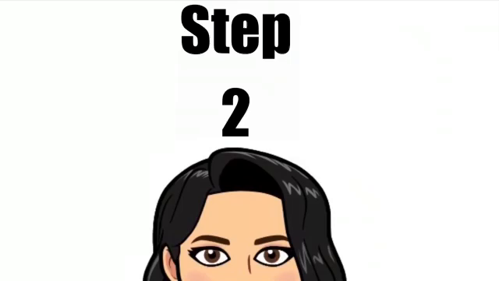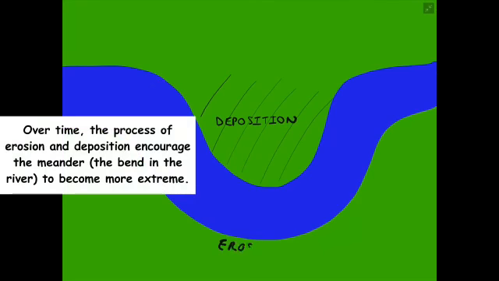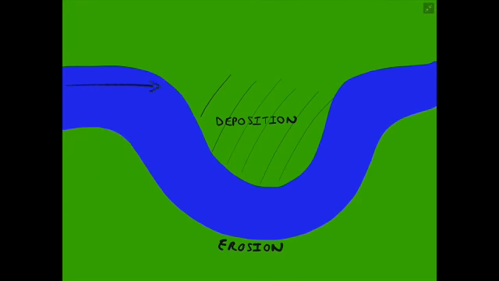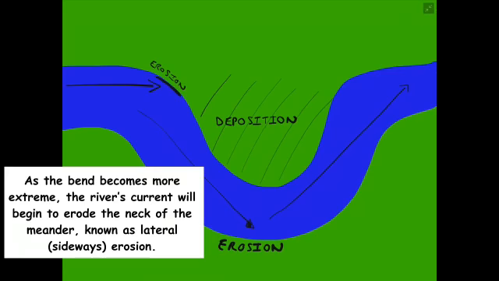Step two in the formation of a meander is that this process continues over time. This process of erosion on the outside bend and deposition on the inside bend encourages the meander, this bend in the river, to become more extreme and exaggerated. As the bend becomes more extreme, the river's current will begin to erode the neck of the meander, known as lateral or sideways erosion.